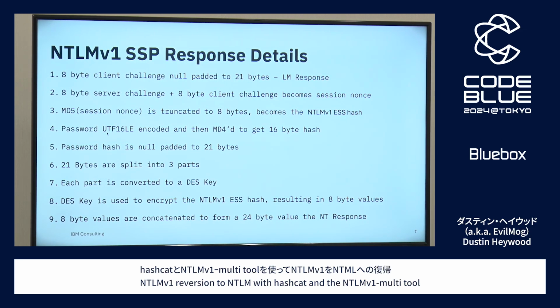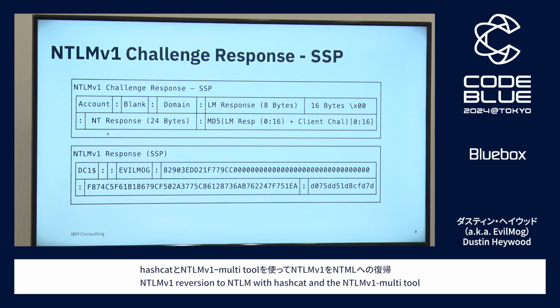Well, it turns out that GPUs are really fast for cracking this. So we can actually convert these into hashcat compatible formats, and that's what allows you to then crack those DES keys and then reverse this to an NTLM hash. So those 8-byte values we're talking about here get converted to a 24-byte value known as the NT response.